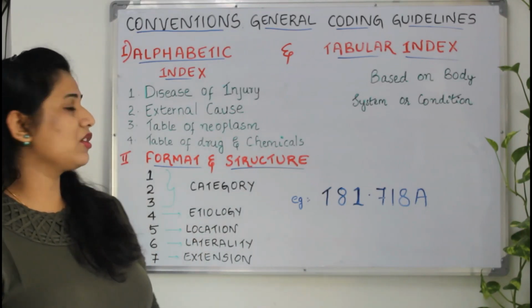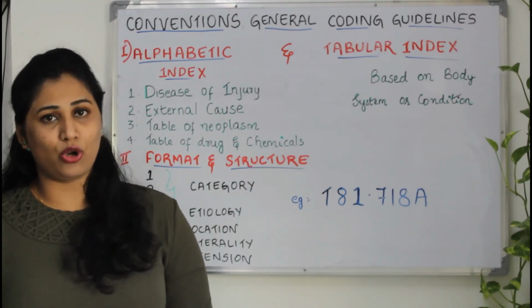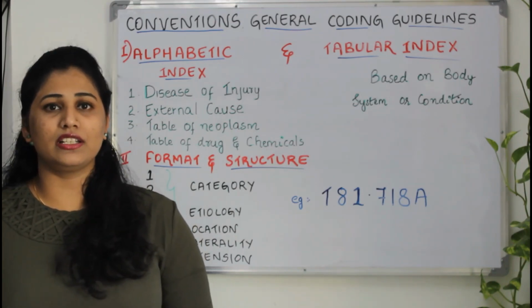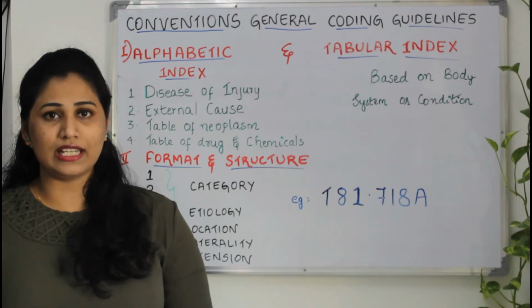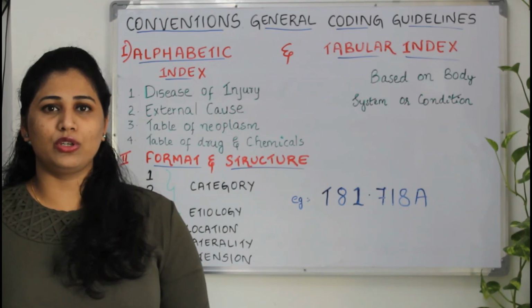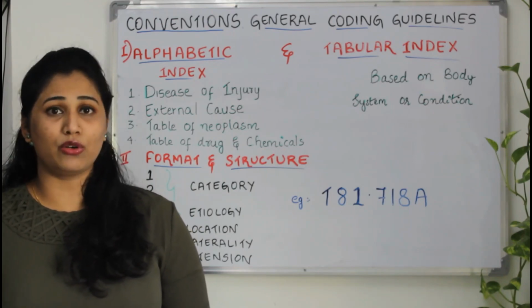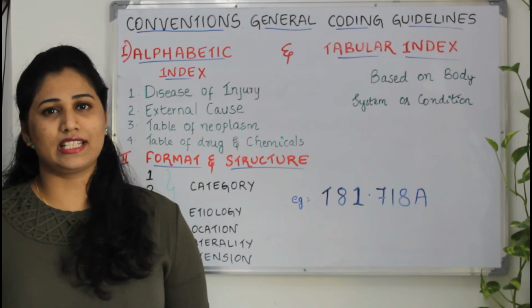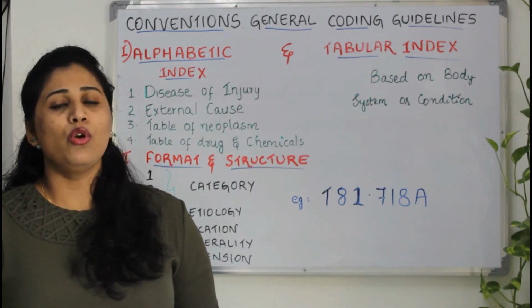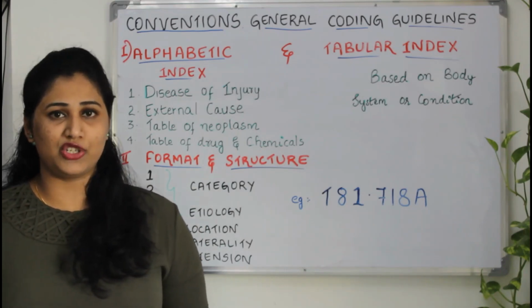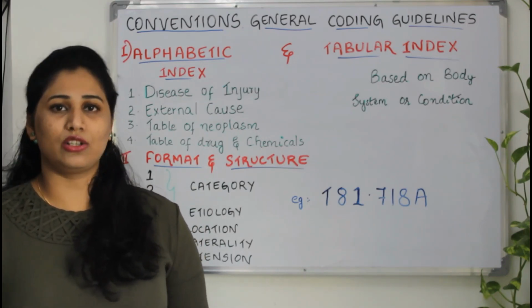Then the next column is external causes. Once the diseases and injury portion finishes, the next portion is external causes. For example, one person met with an accident on the main road. What is the external cause over there? Met with an accident on the main road. So we can't identify these codes from the diseases or injury section. You need to find them from the external cause section only.